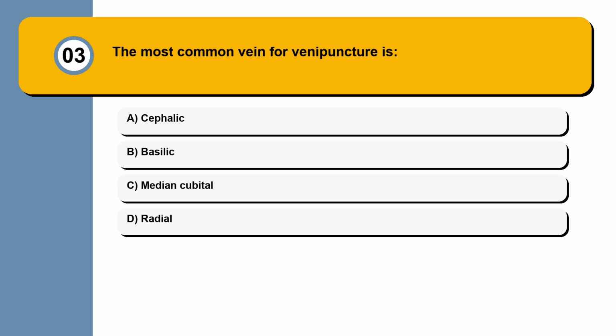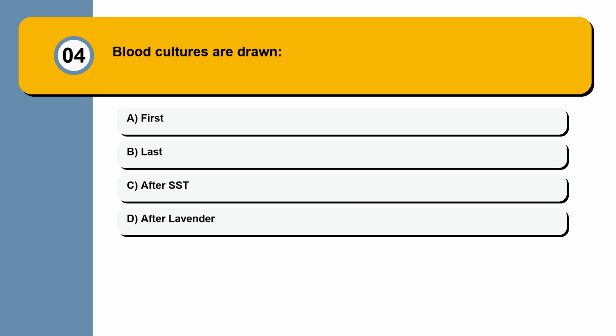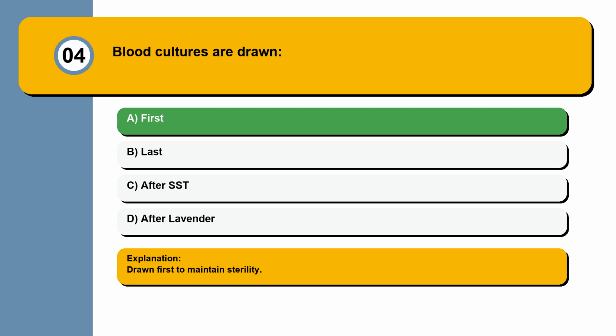Question 3. The most common vein for venipuncture is cephalic, basilic, median cubital, radial. Median cubital is first choice. Question 4. Blood cultures are drawn first, last, after SST, after lavender. Drawn first to maintain sterility.